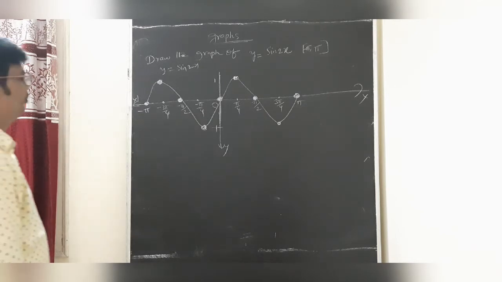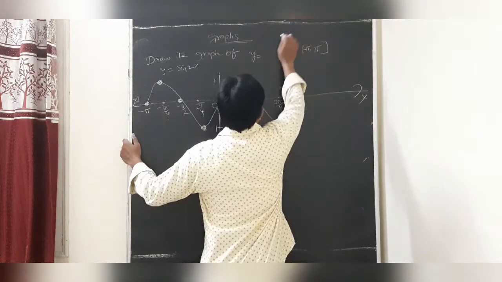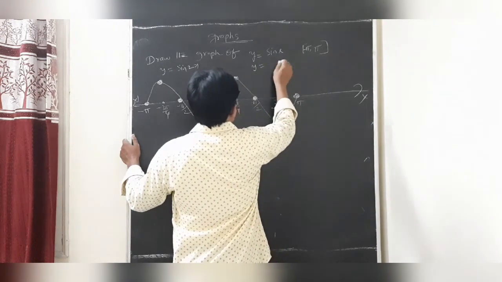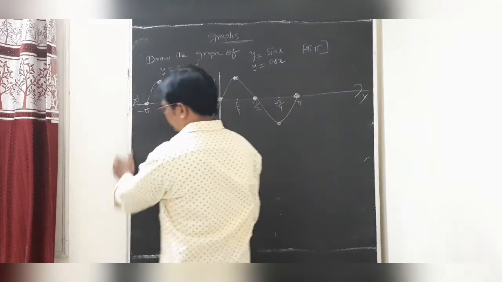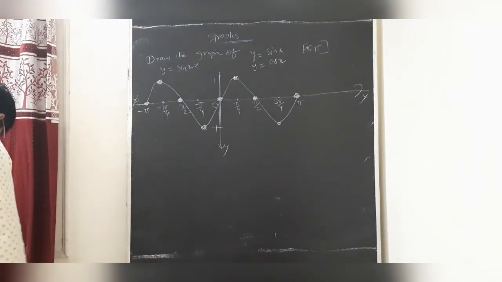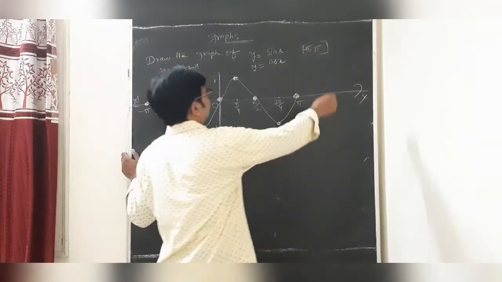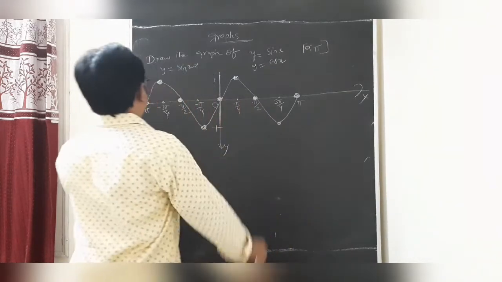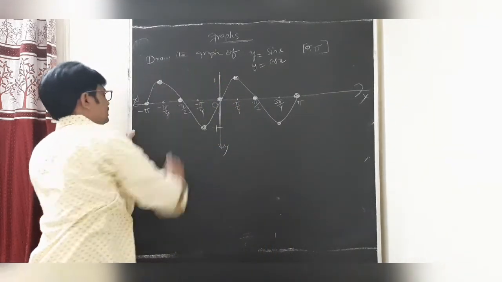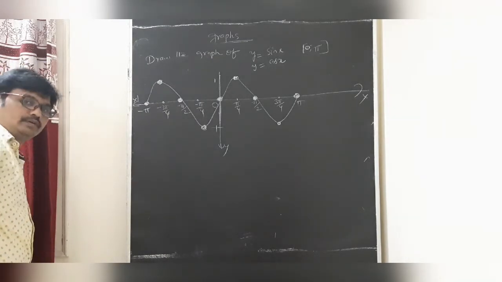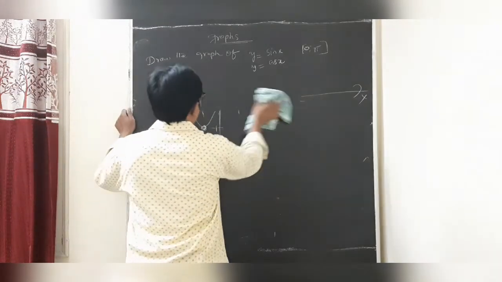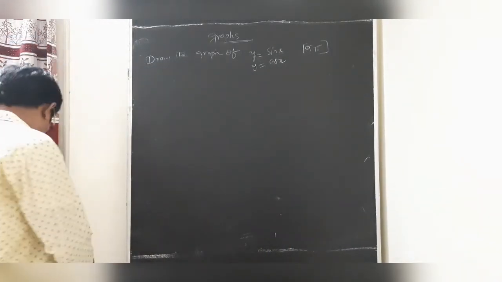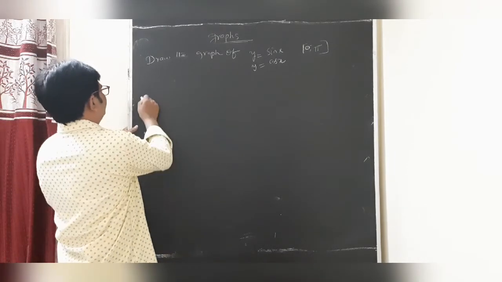Now students, another graph: y equal to sin x and y equal to cos x in the interval 0 to pi. All of you find 0 to pi. First you draw sin x, after that cos x. So, my dear student, draw the graph of y equal to sin x and y equal to cos x.